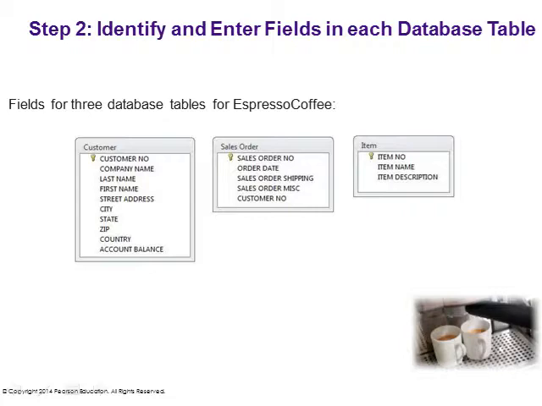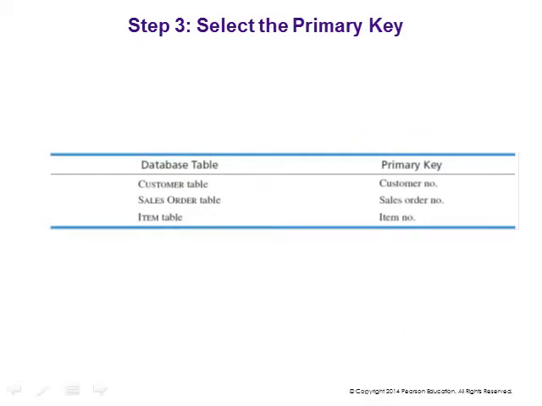The primary key connects the customer table to the sales order table, and in the sales order table you can see the fields are sales order number, order date, sales order shipping, and so on, with the sales order number being the primary key. That primary key connects the sales order to the item table, and you can see there we have the item number, which is the primary key, the item name, and item description. So then we have to move on to entering these fields of data into the database table.